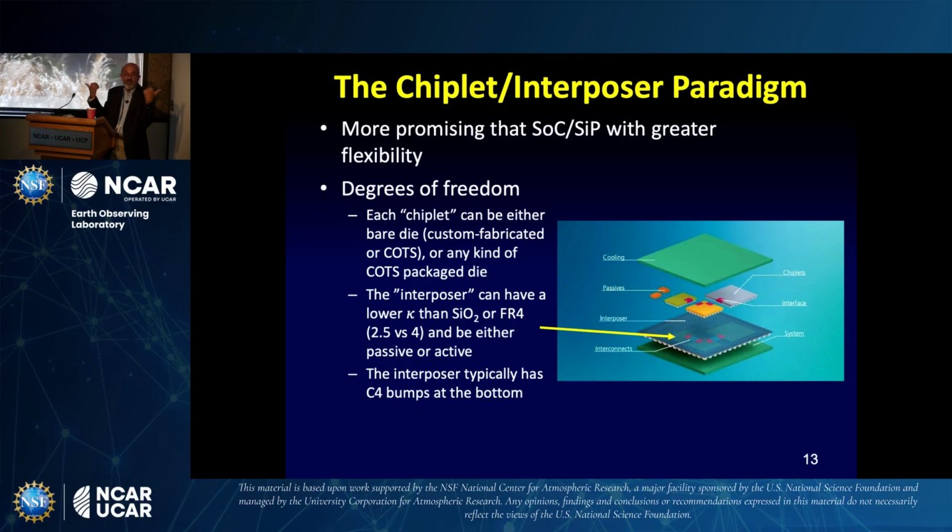I got a smaller K, I got a speed benefit from that, so I can get a high-speed system doing this, basically. And then this interposer, at the bottom side of the interposer, has little C4 bumps or solder bumps, which allows it to connect to the printed circuit board. So that's essentially how it'll connect to the rest of my system.